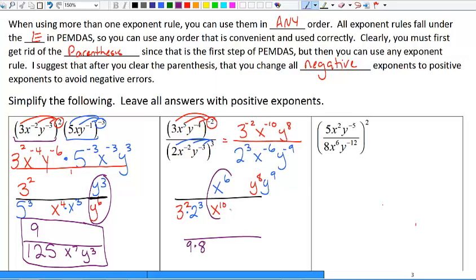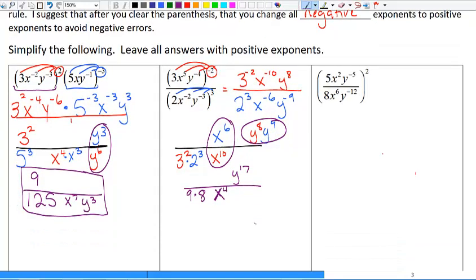Do my x's, I have 6 x's on top, 10 on the bottom. After you cancel or subtract your exponents, you get 4, and the leftovers are going to be in the denominator. Then I have y to the 8, y to the 9 in the numerator. Both of them are in the numerator. Notice I have 2 bases and 2 exponents. That's when you add your exponents to get 17. You wouldn't multiply because you have 2 bases and not just 1. So this leaves me with y to the 17 over 72 x to the 4.